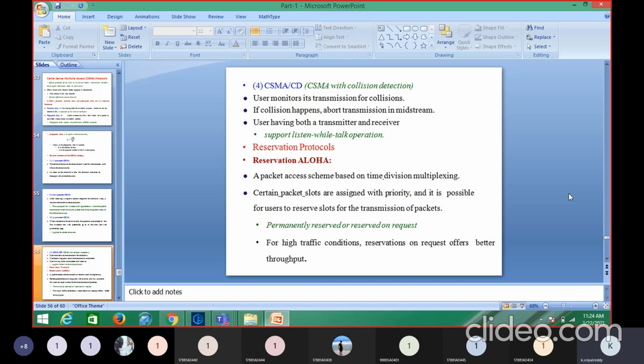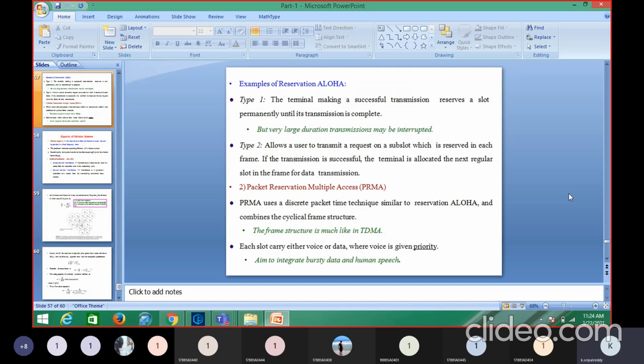For high traffic conditions, reservation will offer better throughput. Examples of reservation protocols: the first one is type 1. You can take that. Successful transmission reserves a slot permanently until its transmission is completed, meaning based on the demand.